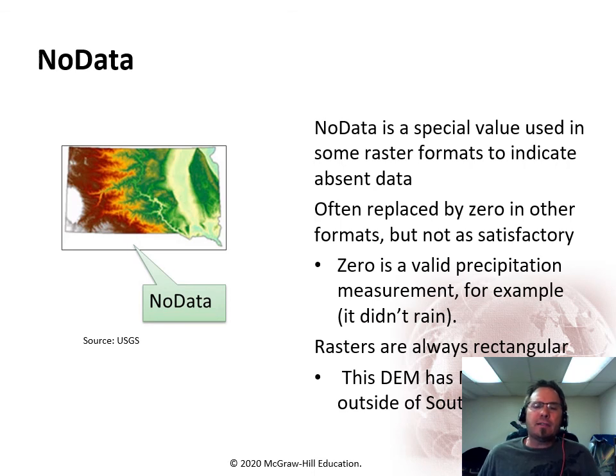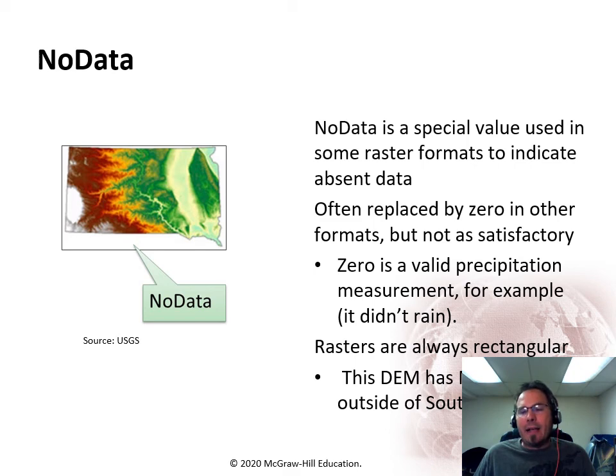And so for the last slide of this chapter, we have the concept of no data. If you're new to this sort of thing, no data represents a special value used for some raster formats to indicate absence of data. That is very different than zero. Okay, please understand, no data does not equal zero. It means no data has been taken at that particular location.